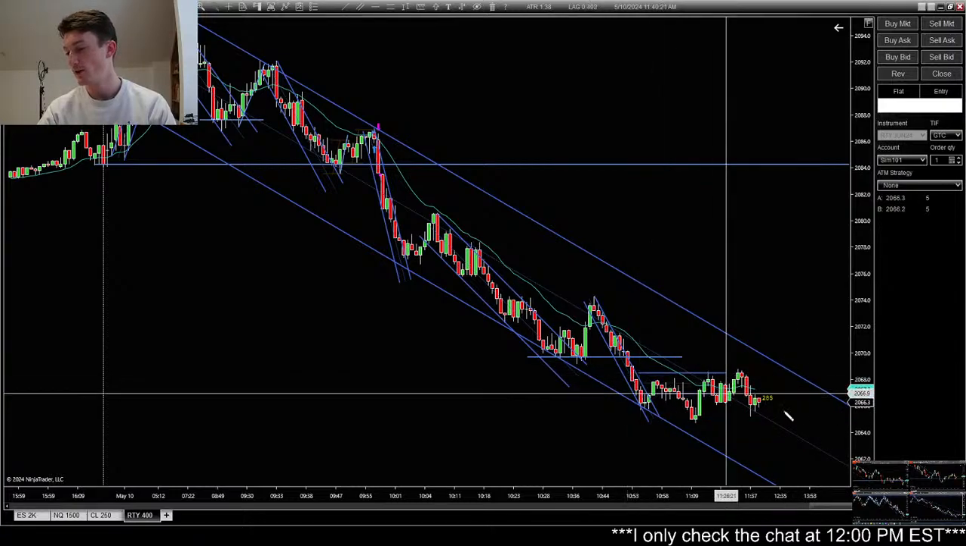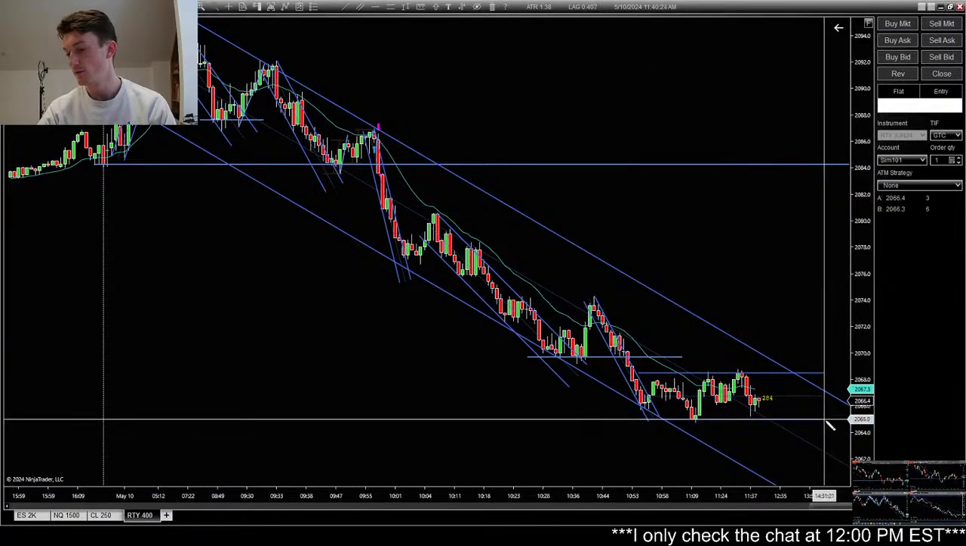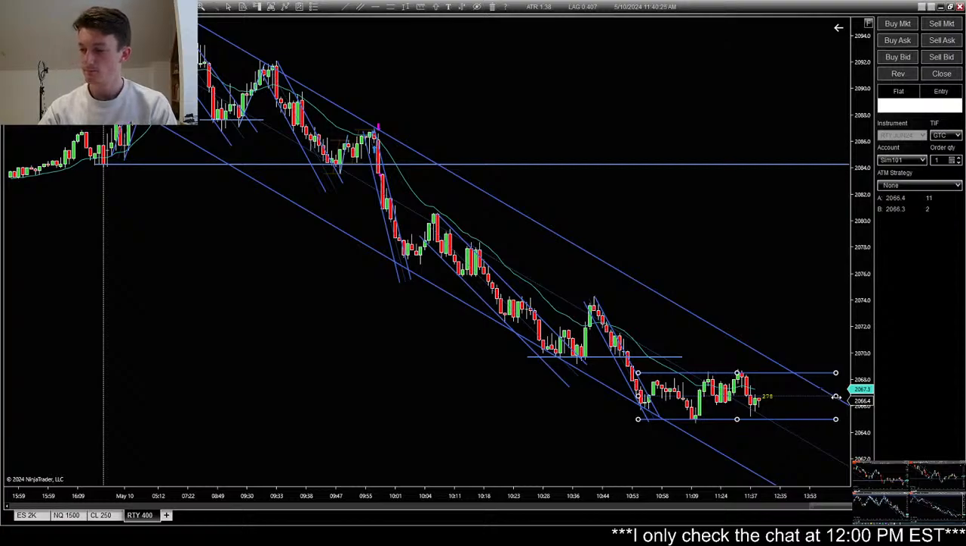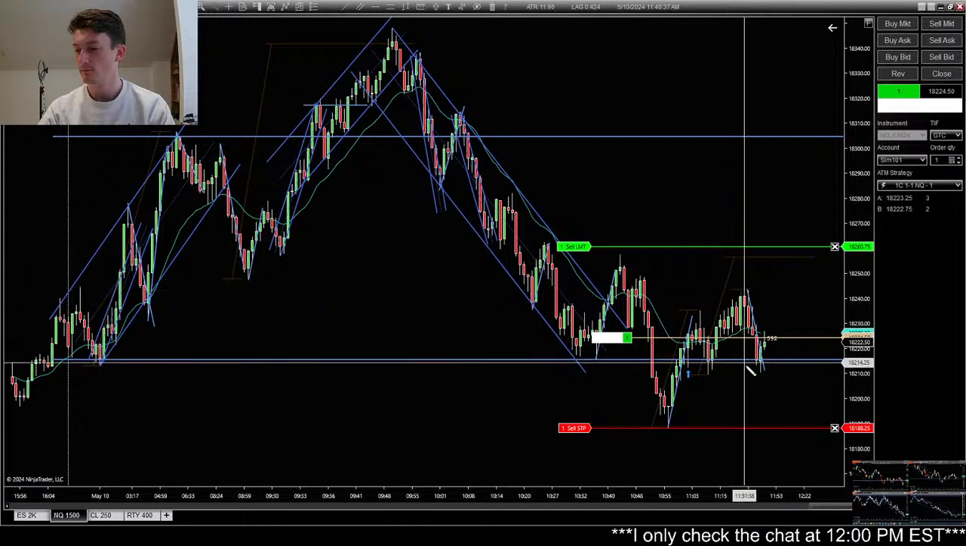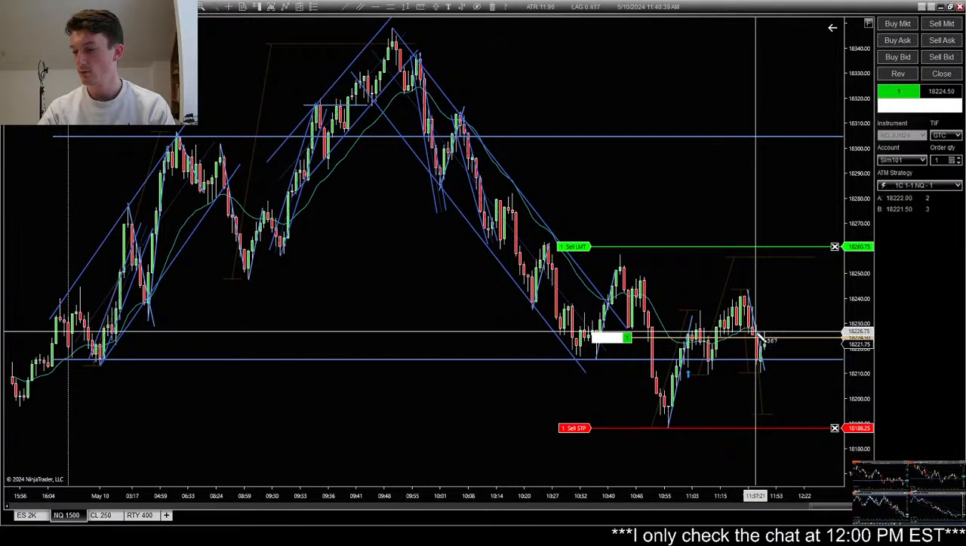I don't know why I removed that. Definitely still looks range-like. Could get like a second leg down. Ooh, that would be close.